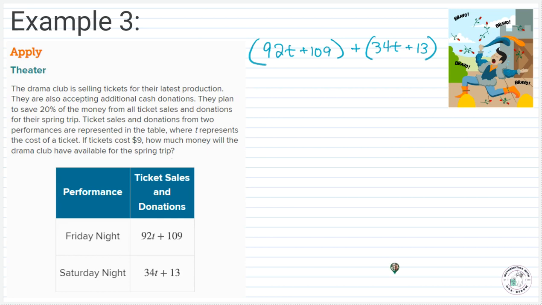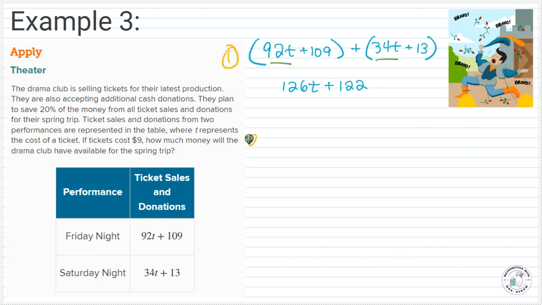So we're going to have the 92T plus the 34T. So 92 plus 34, that's going to be 6, that's going to be 12, so 126T, plus the 109 plus 13 is going to end up being 122. So that's my simplified linear expression. Okay, so that was step 1.